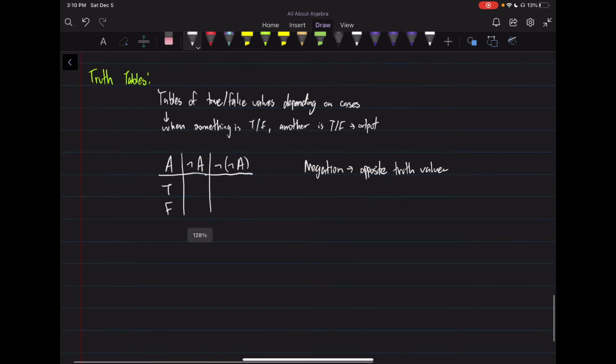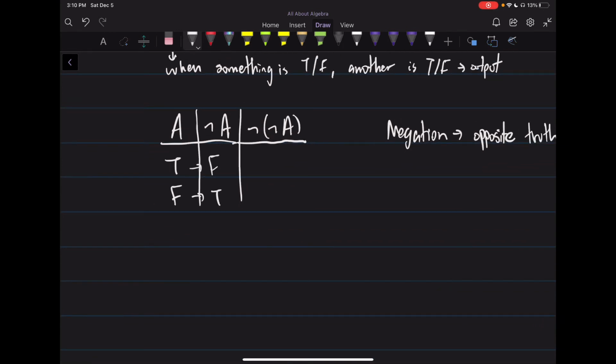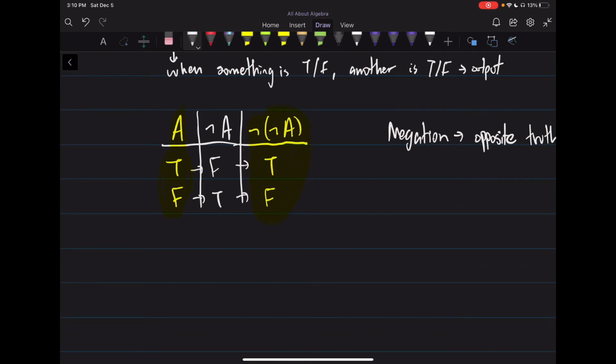So if it's the opposite truth value, that means that the true becomes a false and the false becomes a true. Well, now if we negate this, we get the false becomes a true because we're taking the negation of this, and the true becomes a false, right? Well, we can see that this column and this column are very similar. In fact, they're the same when it comes to truth values, because when A is true, negation of negation of A is true. When A is false, negation of negation of A is false.